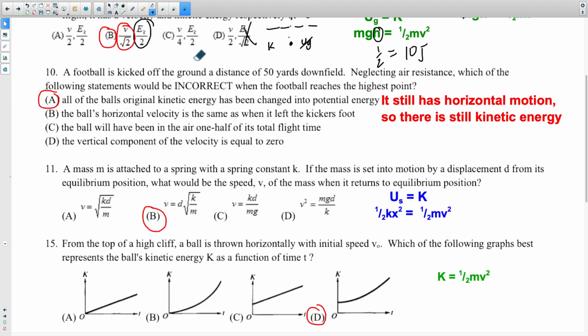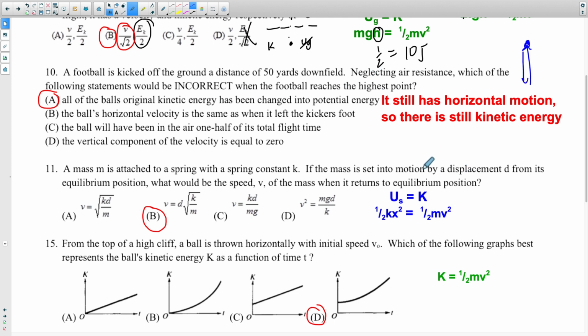Number 10, if a football is kicked off the ground at a distance of 50 yards downfield, neglecting air resistance, which of the following statements would be incorrect when the football reaches the highest point? Okay, in this class, we've talked about some situations. One of the situations would be, what if we fired something straight up in the air? If we do that, then when it gets to the top, it stops and then it comes back down. But that's not what's going on here.